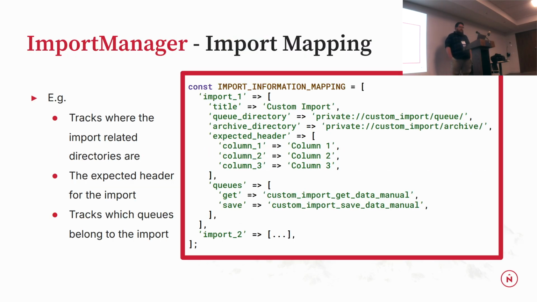One thing that I like to do is create an import information mapping. We can even have multiple imports in this mapping. You can see here, for example, I have my title, that's for logging and whatnot. Maybe I have different directories where I'm storing files, and then once I've imported them, I move them to a different folder, but I've tracked all that. I have an expected header, which we'll get into when we're doing validation. And then we're defining our queues, which again we'll also get into. So it's just a nice constant, like, this is my map that I'm going to use all over the place. And it's my one-stop shop of all the information I need right here.